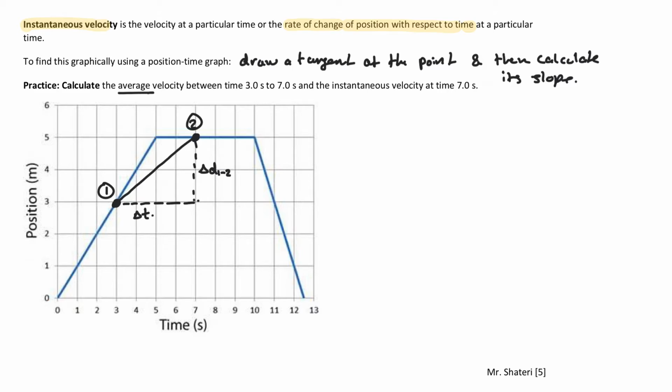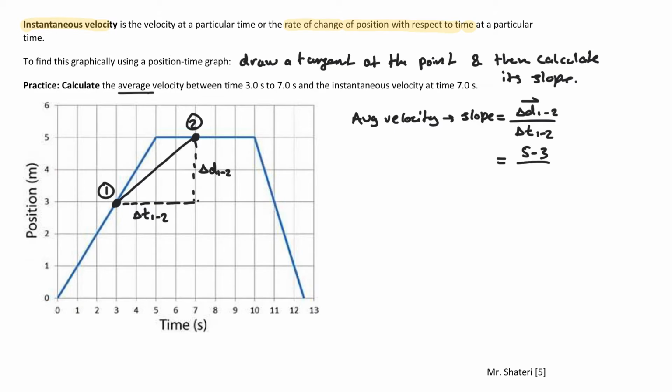And this is the time between 1 to 2. So for average velocity, we're going to find the slope, and that's going to equal the displacement from 1 to 2. That's the rise divided by the run. The rise here, this is the second position, that's 5. This is the initial position, here, initial position is 3. So we have 5 minus 3.